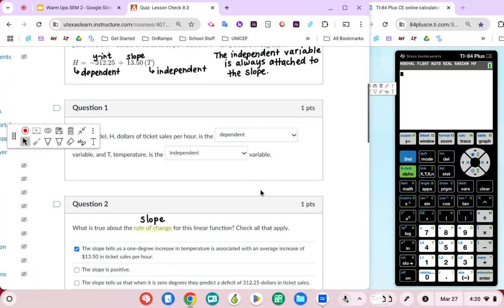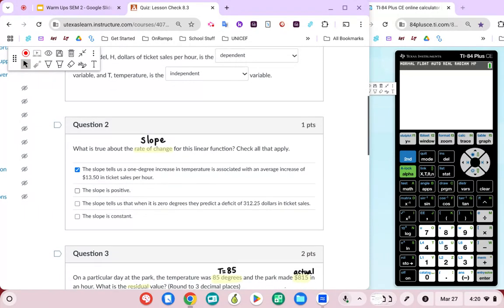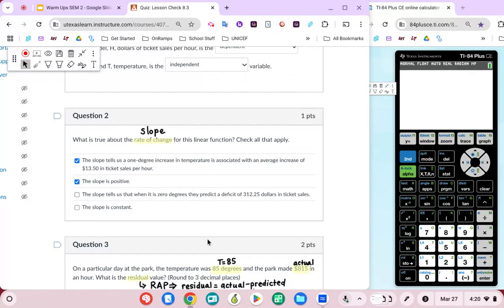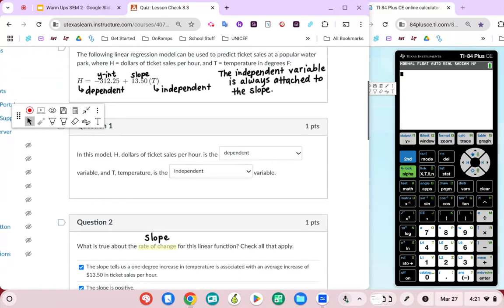Our slope is in fact positive. It's plus $13.50. So yes, it is positive. The slope tells us that when it is 0 degrees, they predict a deficit of $312.25 in ticket sales. This is actually not the slope. This is what the y-intercept tells us. So that is not true. And then the slope is constant, sorry. It is staying $13.50.